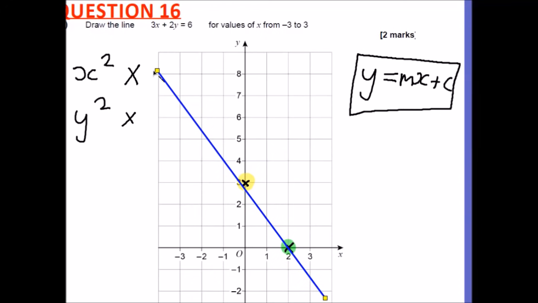I'm just trying to get this right. There. And that will do. That will be the equation of your line plotted nicely like that. So as long as it just goes through 2 points and goes at least from x being -3 to x being 3, which it does, you're fine. And that's your extra 2 marks for question 16.